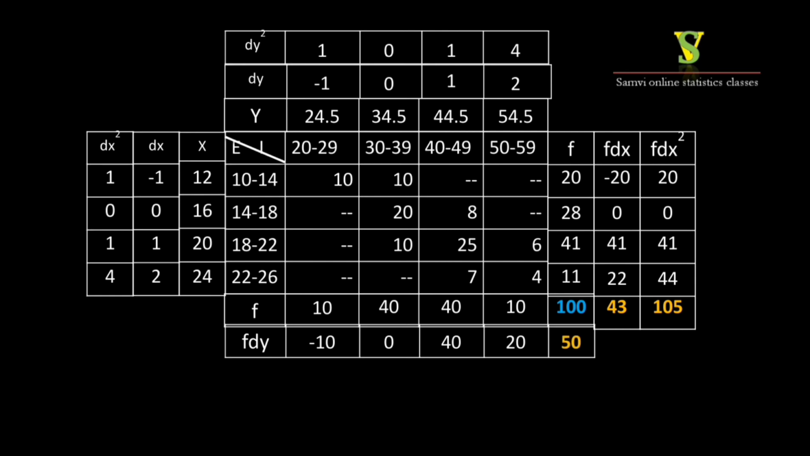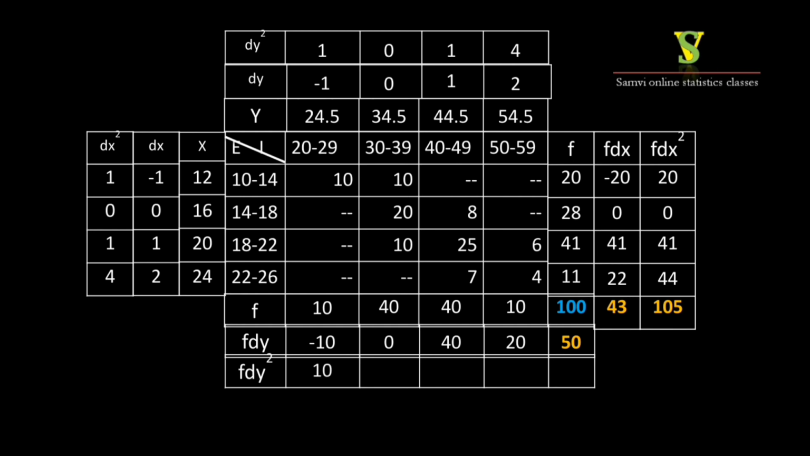Once you calculate f dy, the next step is finding f dy square. So f is 10 here and dy square is 1. So 10 into 1, write here 10. Then 40 into 0, write here 0. Then 40 into 1, write here 40. Then 10 into 4, we get here 40. So now you have to find out the total. Total is how much? 90.